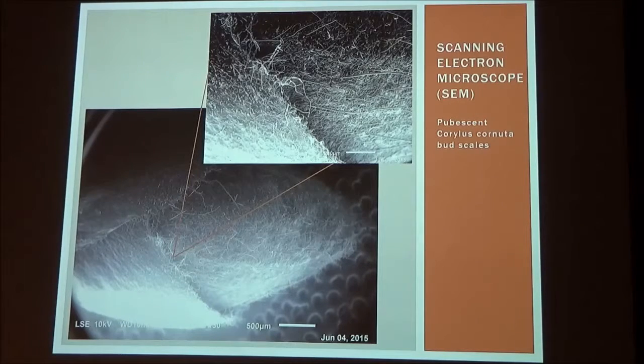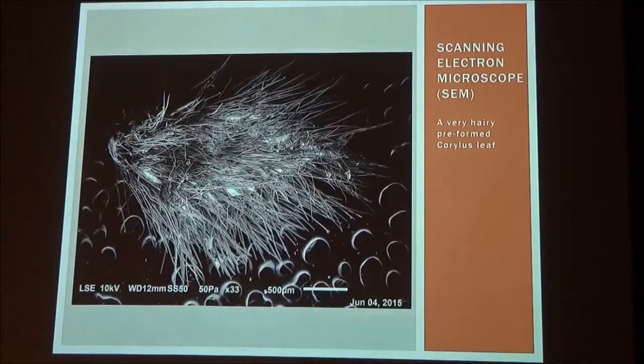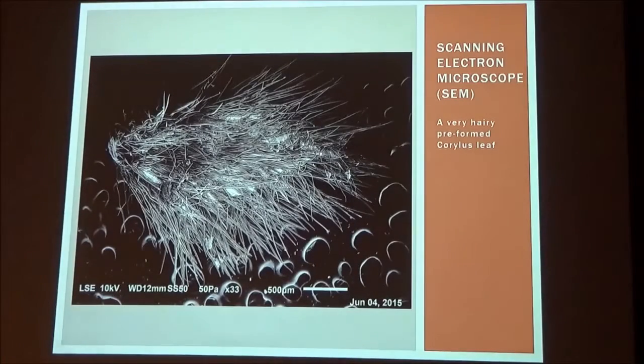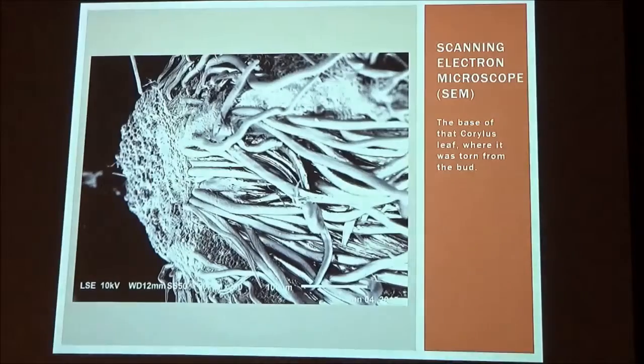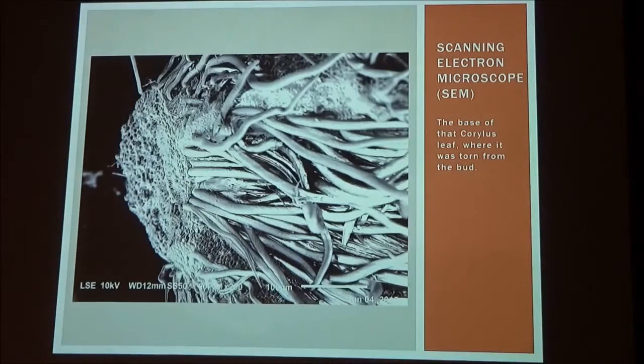Looking at some of the protective structures, this is a Corallus cornuta bud, and you can see just how fuzzy and hairy that thing is. It's really beautiful. This is an embryonic leaf from the inside of a Corallus cornuta bud, and it's just the fuzziest thing in the world. It's great. This is the base of that little leaf where I pulled it away from the inside of the bud.